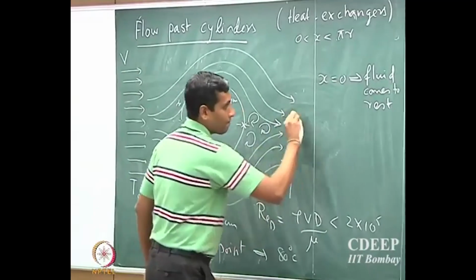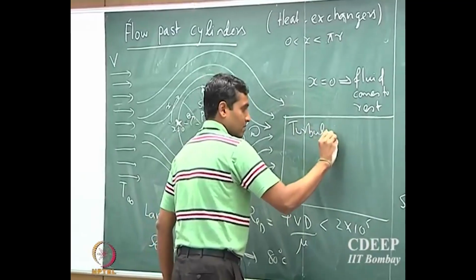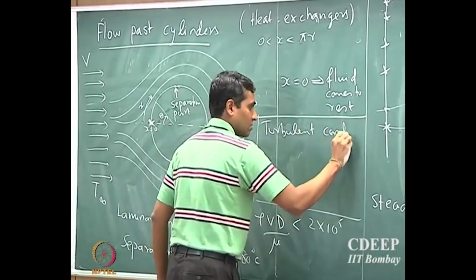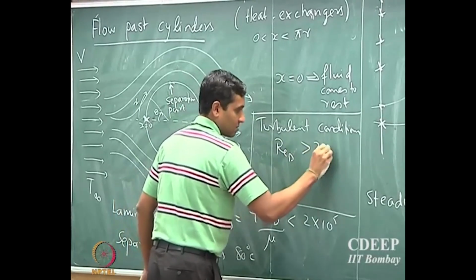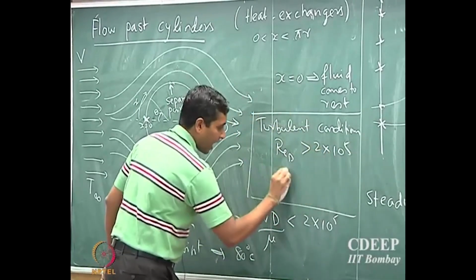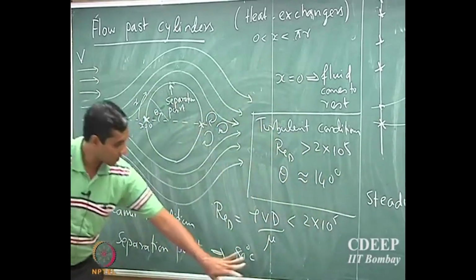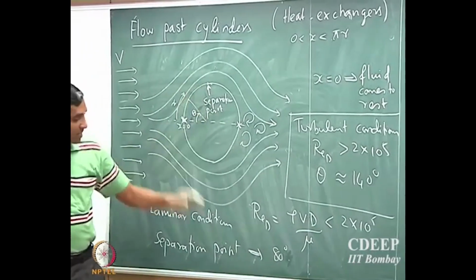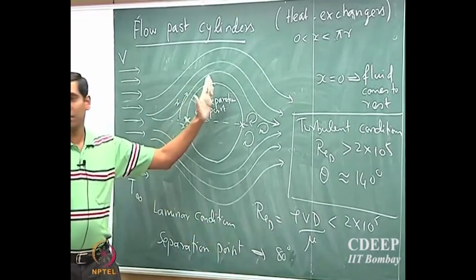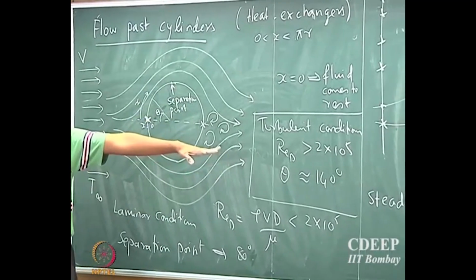the angle of separation is about 140 degrees. So the separation point occurs at an 80 degree angle when it is laminar condition, while when it is turbulent condition it occurs at 140 degrees.